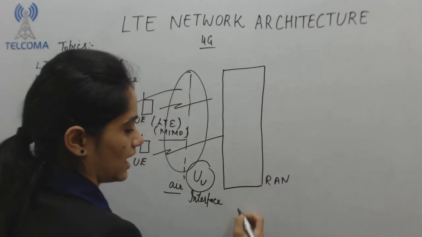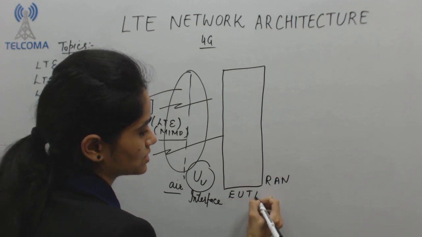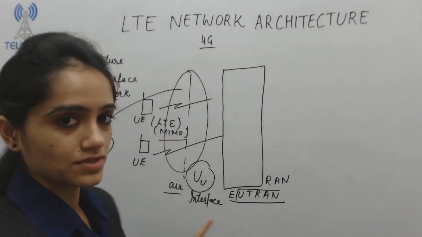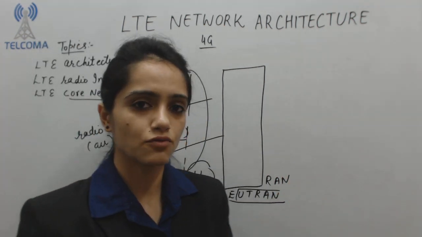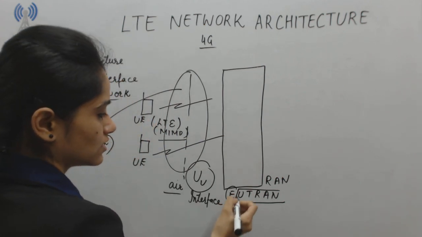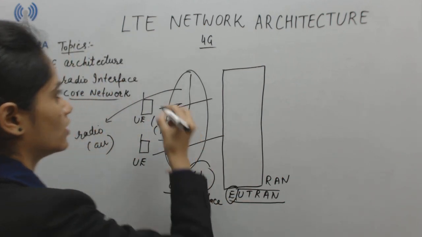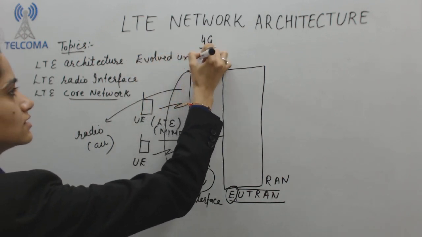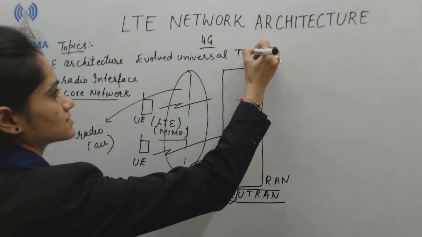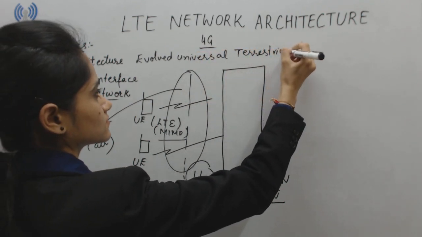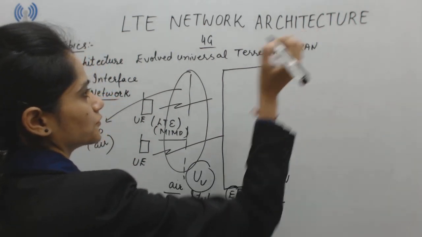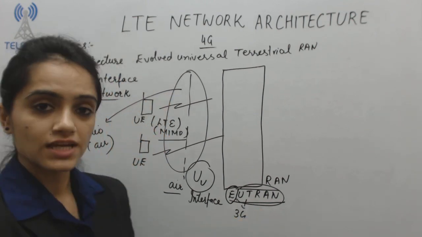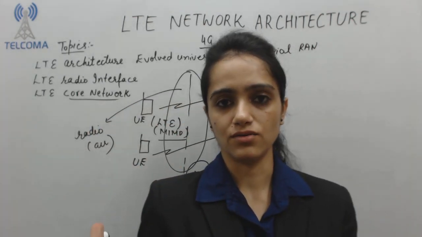With the help of the Uu interface, we are attached to the radio access network, and here it is named E-UTRAN. UTRAN is there for 3G services, Universal Terrestrial Radio Access Network, and here we have used E. Why E? E for Evolved Universal Terrestrial Radio Access Network. We named UTRAN for 3G. Now 4G has everything new, so evolved, E-UTRAN.